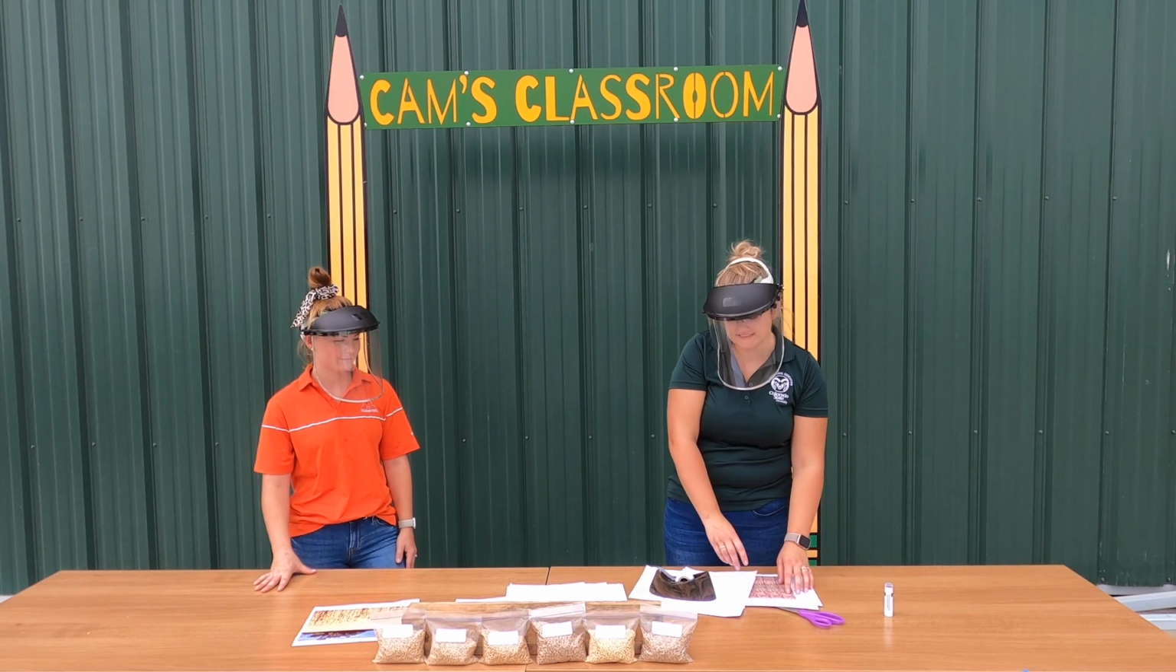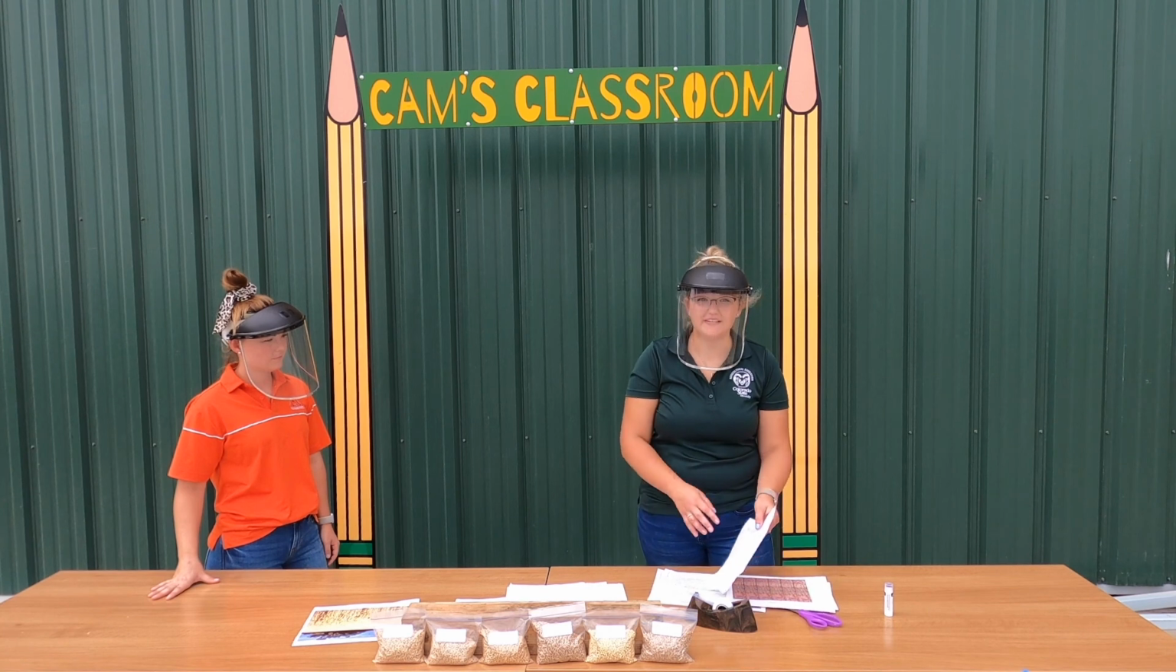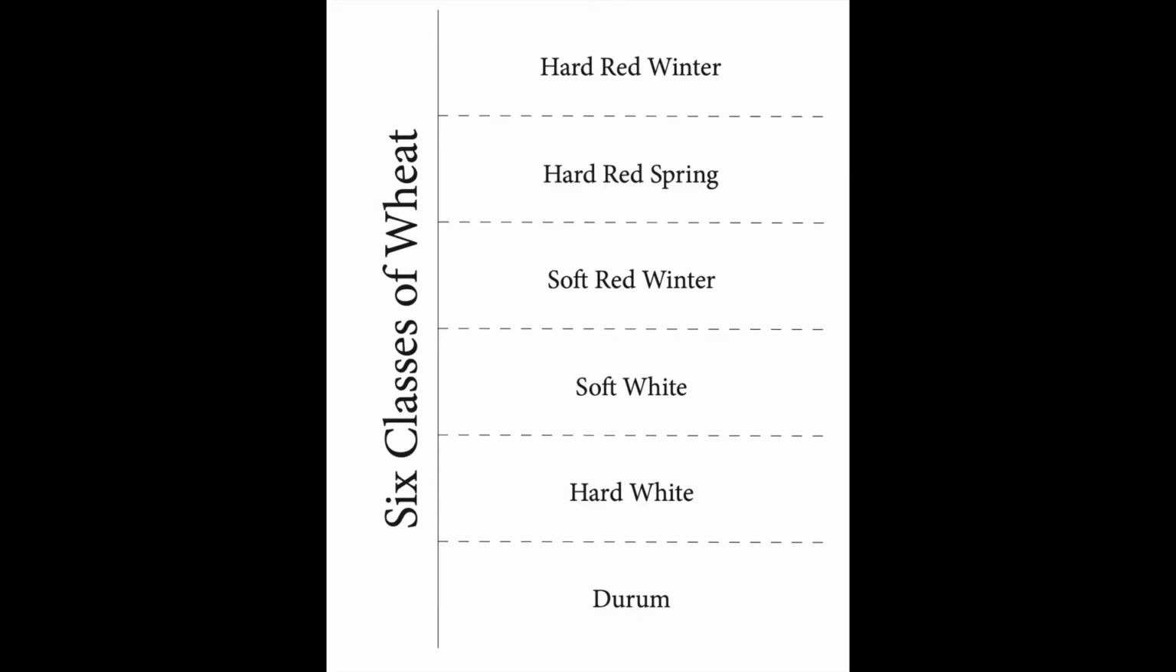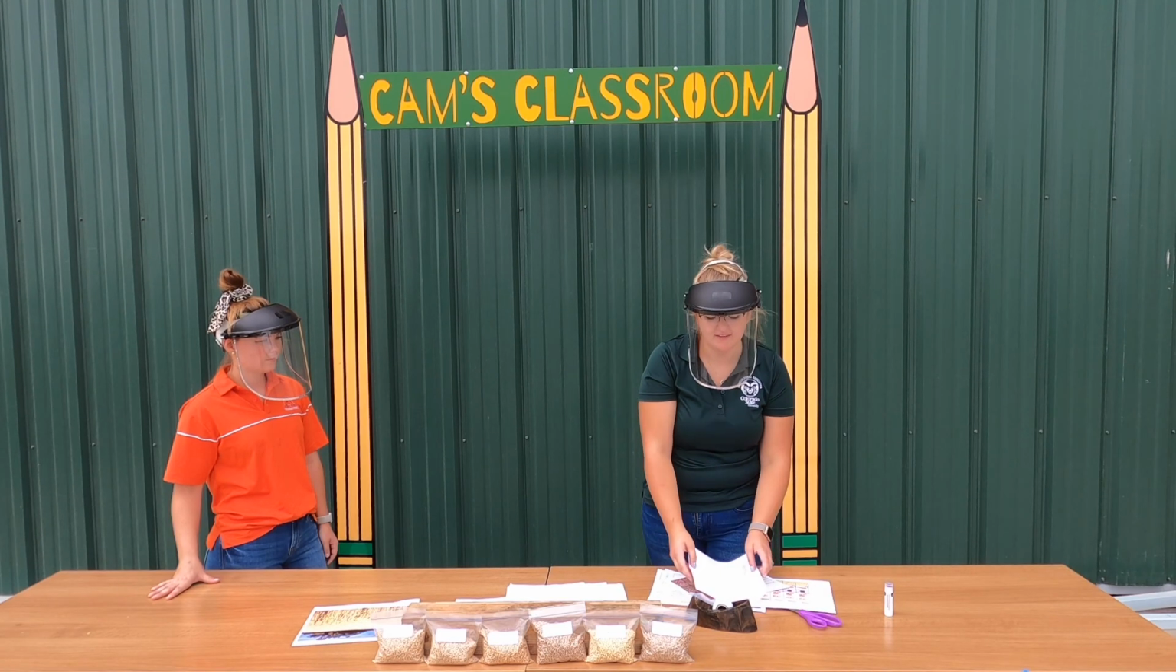Now, once you have this done, your next step is to take the top sheet of the activity page and cut horizontally across the dotted lines. You're going to leave the side where it says 6 classes of wheat intact, and you're going to glue on the back side of that and then firmly attach it to the left-hand column of the second page. Once these are cut and glued together, it's going to look a little bit like this.